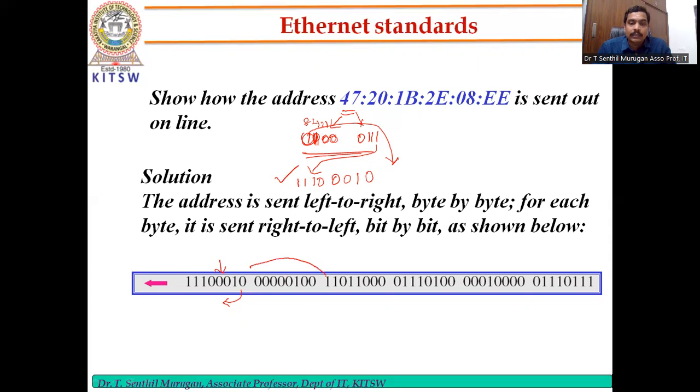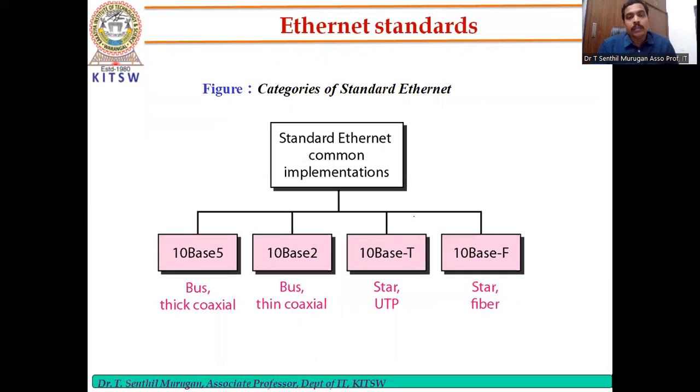Same as that, the second byte, then the third byte, the fourth byte, the fifth byte, and the last byte. So the 6 bytes, after converting to binary values, will be shifted. Now we come to discuss cable: which type of cable we are using in the Ethernet standard.